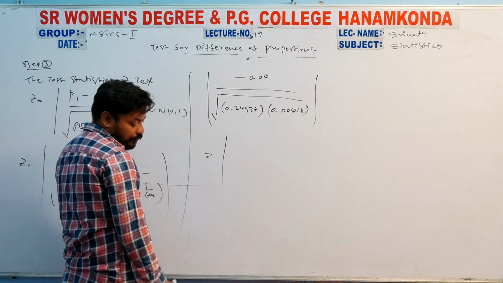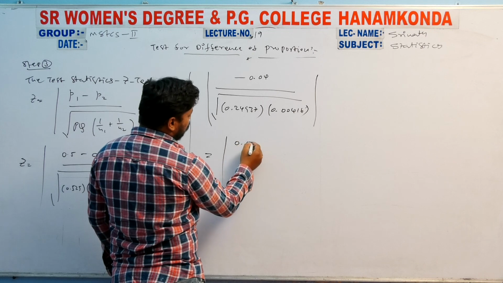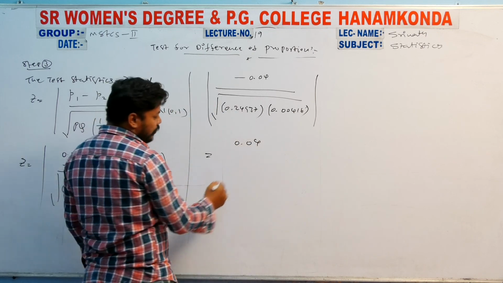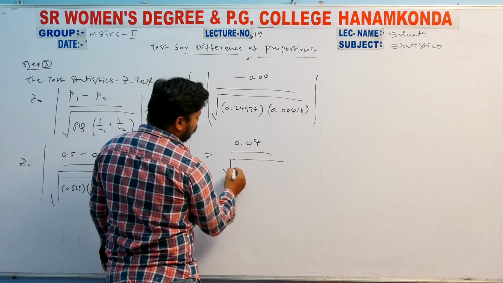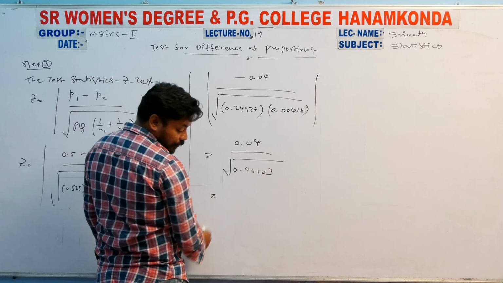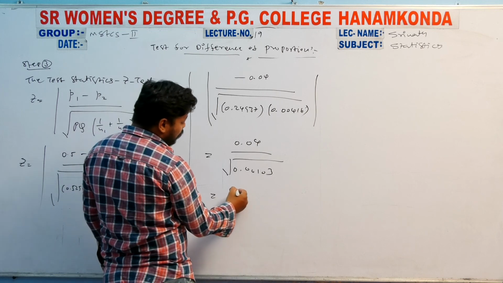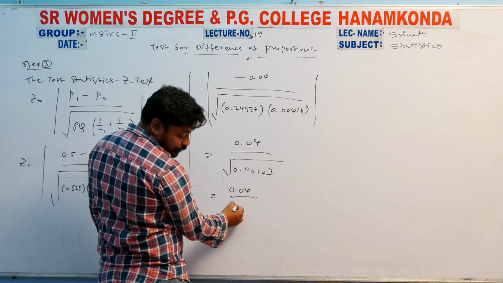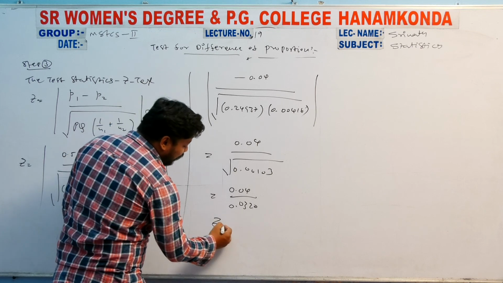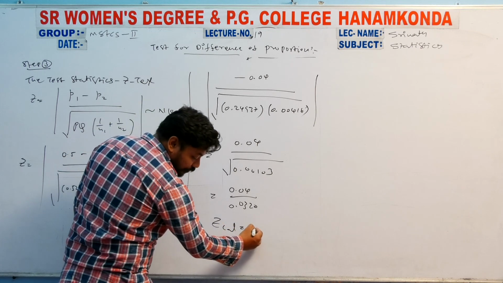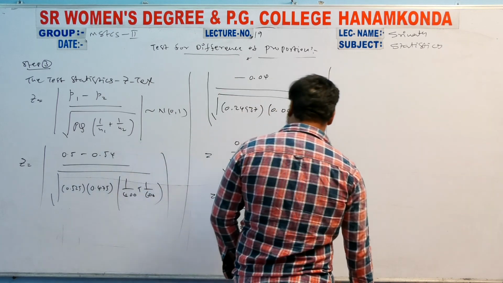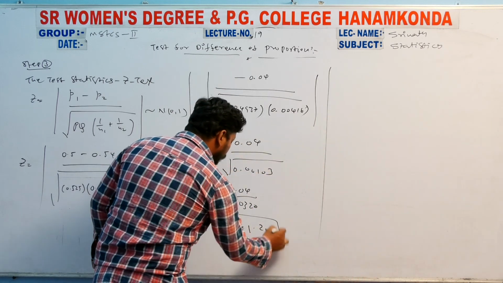And mod of 0.04, there is a mod because we are removing the minus sign, by under root of 0.00103. Finally 0.04 by 0.0320, and the Z calculated value is 1.25.